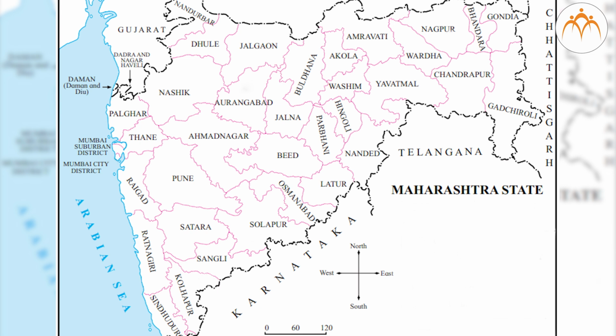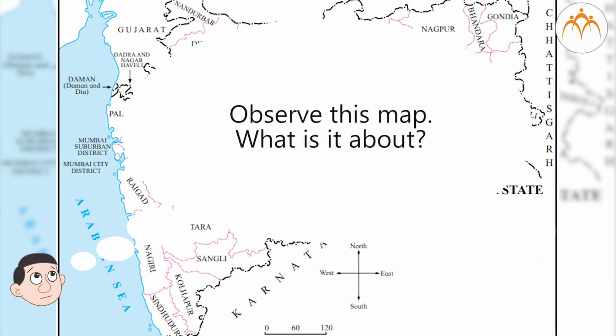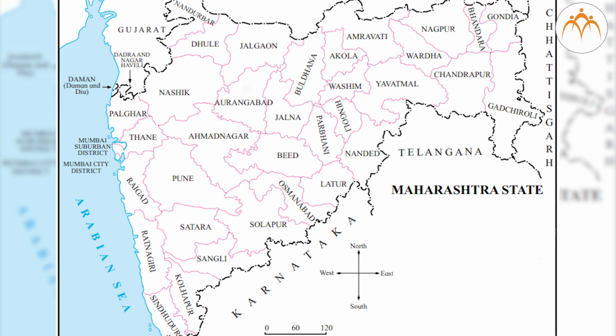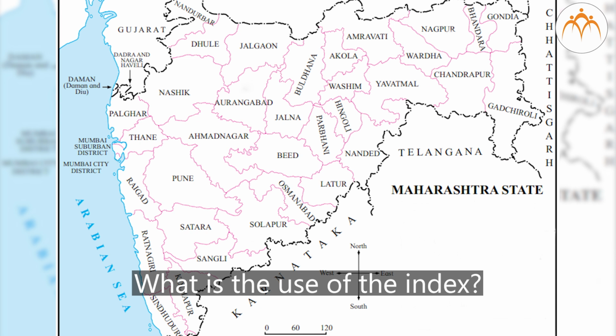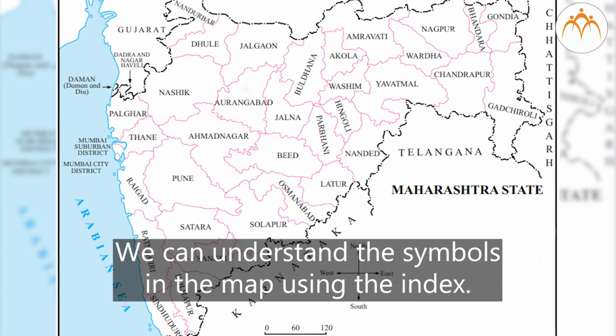Observe the following map and tell what you have noticed from the map. Now observe this map. What is it about? Are you able to understand all the required information by reading the map? Do you think that something is lacking in this map? If you observe this map carefully, you will find that we cannot understand what the map is about, because the index is not given. What is the use of the index? Correct. We can understand the symbols in the map using the index.